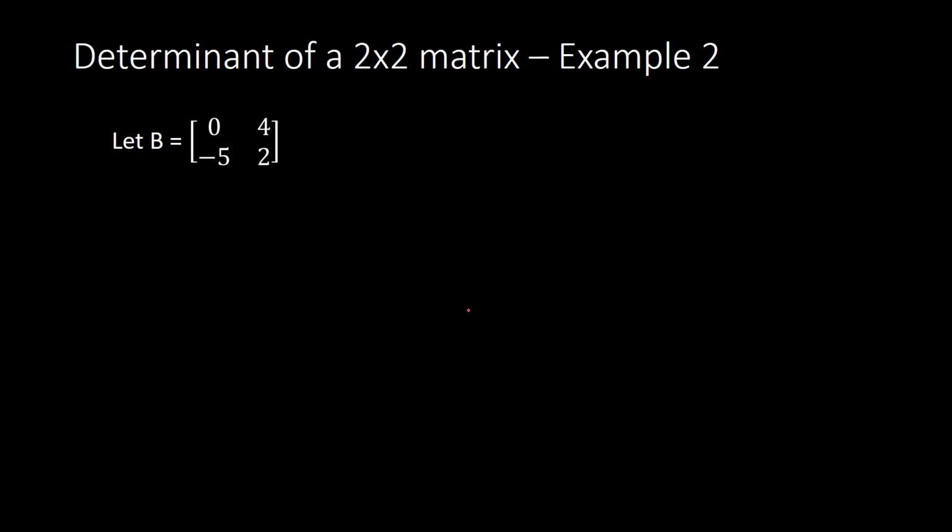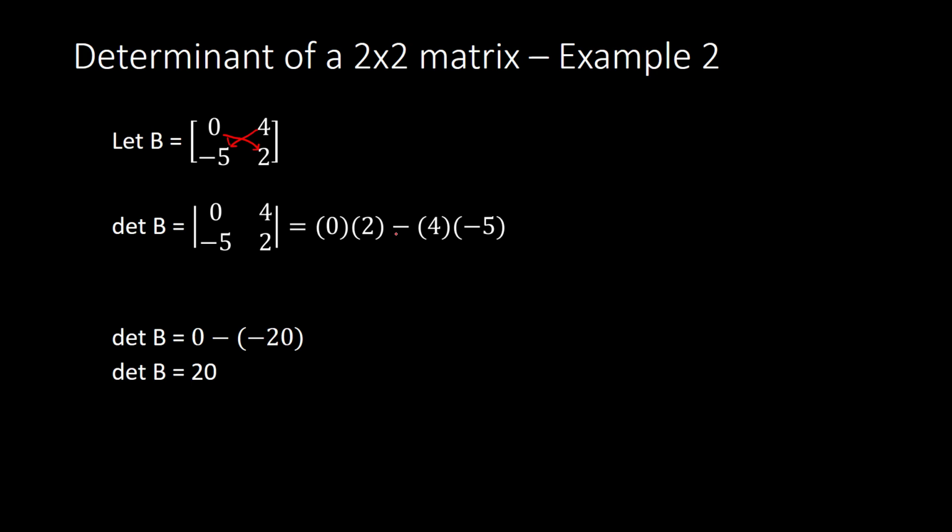Here's another example where we have matrix B equals 0, 4, -5, and 2. And to find the determinant of this matrix, I take 0 times 2, multiply it by 4 times -5. And then I subtract those two numbers. So what I have is 0 minus a -20, which would give me a positive 20. So the determinant of matrix B would be 20.